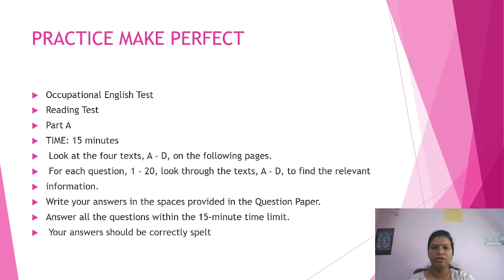I repeat once more. It is an Occupational English Test, OET Reading Part A. Your aim is to get 20 out of 20. My aim is also to give you valuable advice and tips to get 20 out of 20 marks in OET Reading Part A.